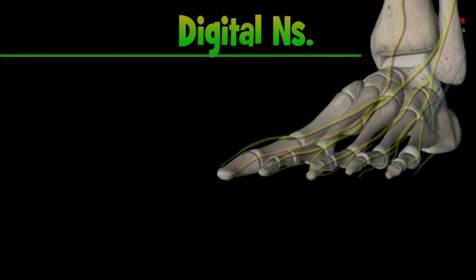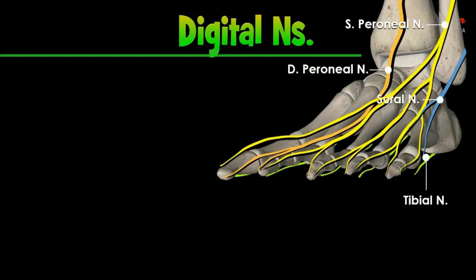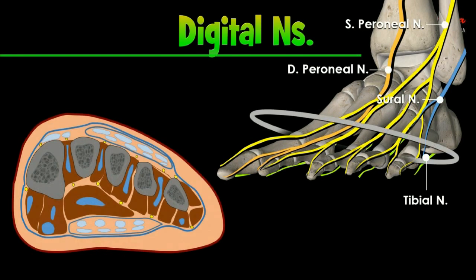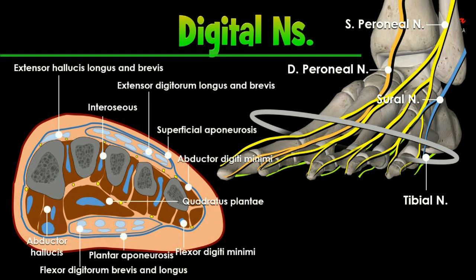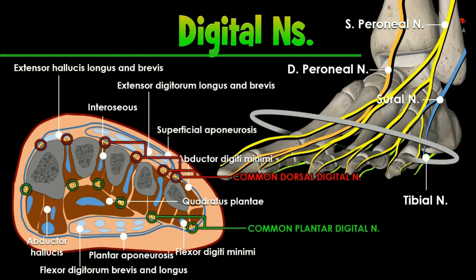Dorsal digital nerves of the foot are branches of the intermediate dorsal cutaneous nerve, the medial dorsal cutaneous nerve or superficial peroneal nerve branches, the sural nerve, and finally the deep peroneal nerve. There are 10 total dorsal digital branches.